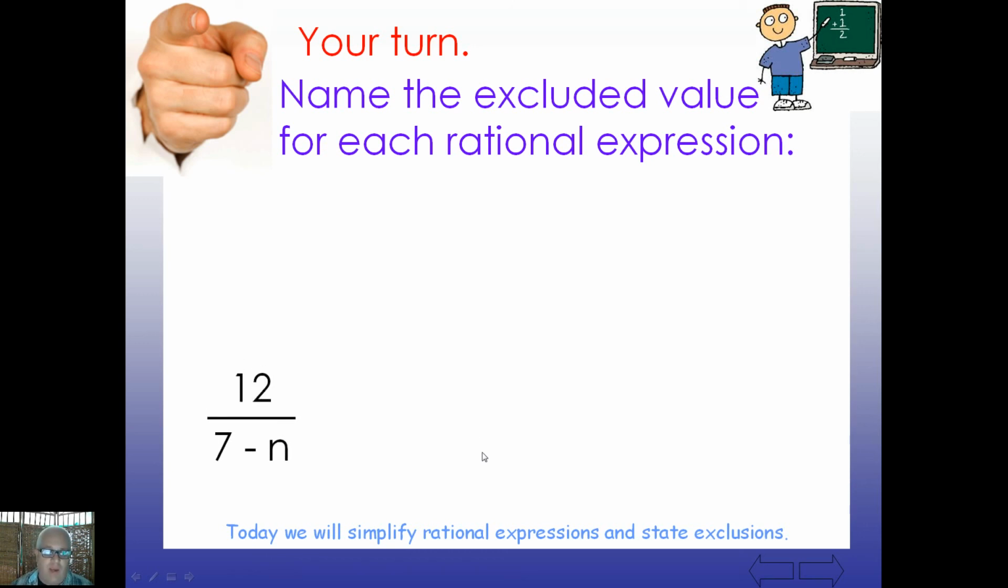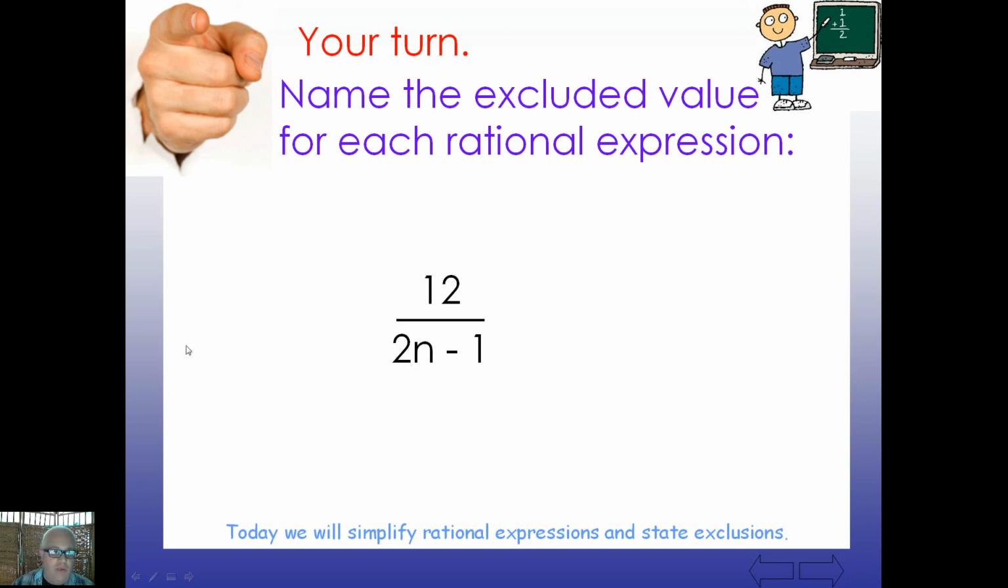How about this one? 12 over 7 minus n. Well, what do we put in there for n to make that 0? We'd say 7, so not good. So n can't be 7. And how about this one? 12 over 2n minus 1. A little tougher here. What's going to make this 0, this whole piece at the bottom?